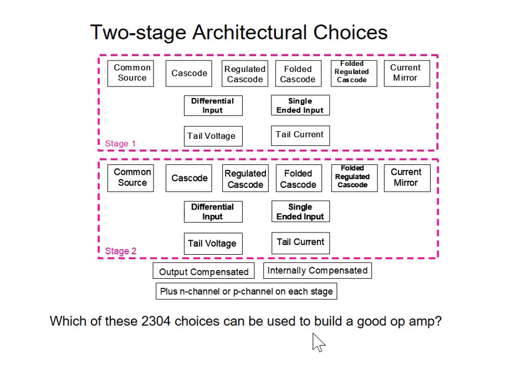Well, the answer is that all of them can be used to build good op-amps. For some applications, one might be better than another one. So you as an op-amp designer, your first task, if you're going to build a two-stage op-amp, is what? Well, decide which architecture you use, right? You only have to pick one out of 2,304. And we can add a few more to the list if you want.